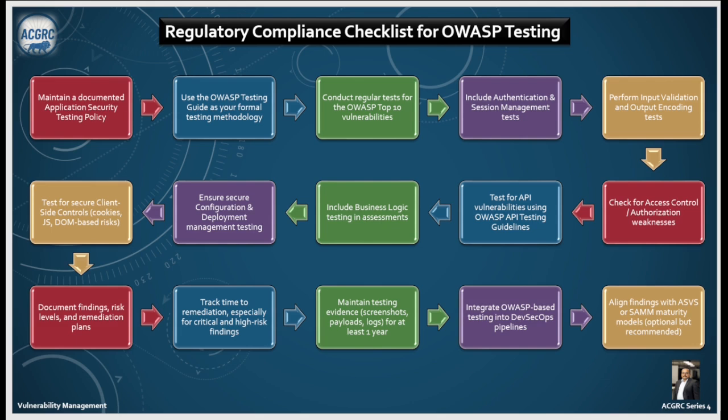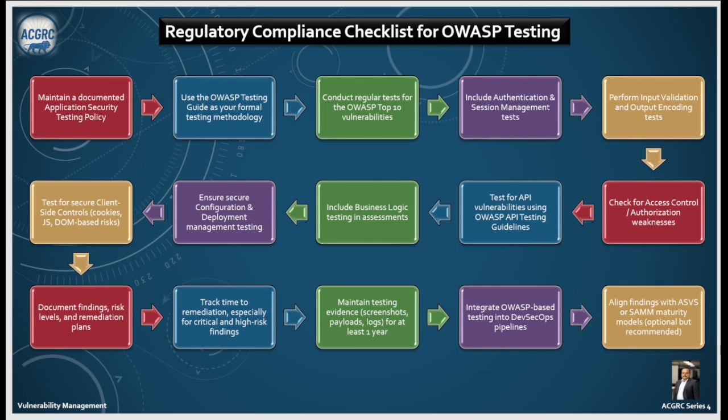Test for secure client-side controls, which is cookies, JS, DOM, this risk. Document findings, risk levels and remediation plan. Track time to remediation, especially for critical and high-risk findings. Maintain testing evidence, which includes screenshots, payloads, logs for at least 1 year. Integrate OWASP-based testing into the DevSecOps pipeline. Align findings with the ASVS or SAMM maturity model.